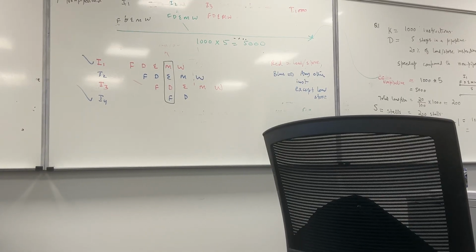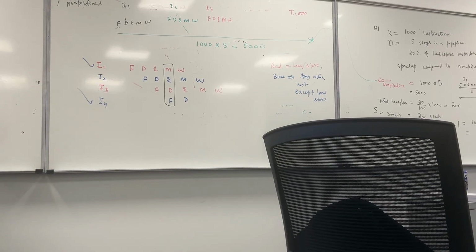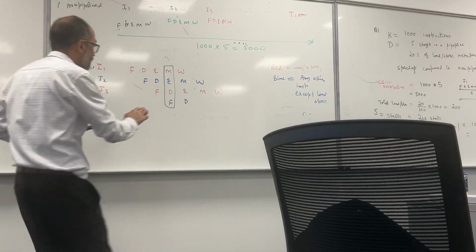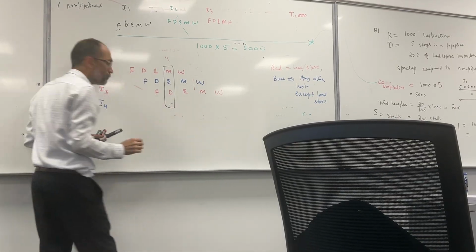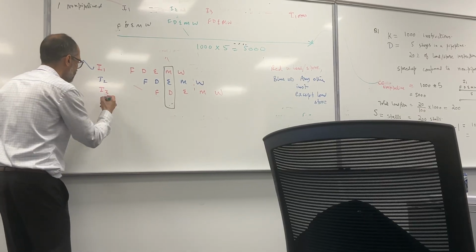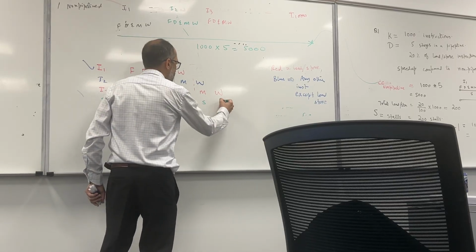If we have a combined memory, we cannot overlap them. So what do we need to do? We need to put a stall, and for a stall I put S. So this is actually S, S, S, S, S.